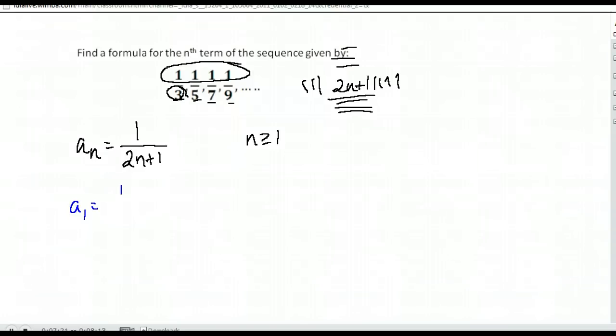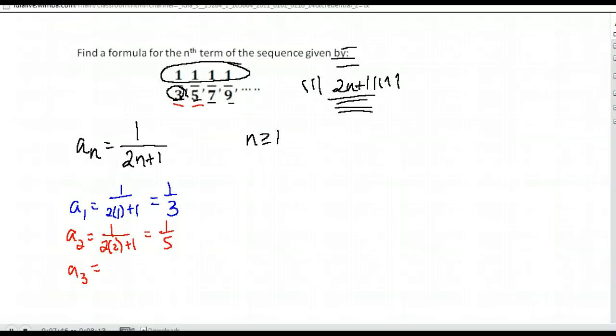So our first term would be 1 over 2 times 1 plus 1, which would be 1 over 3. So our first term worked. Let's keep going and check this out. Our second term would be when n is 2, so we'd have 1 over 2 times 2 plus 1, or 1 over 4 plus 1 is 5. 1/5. Look at that. It seems to be working.